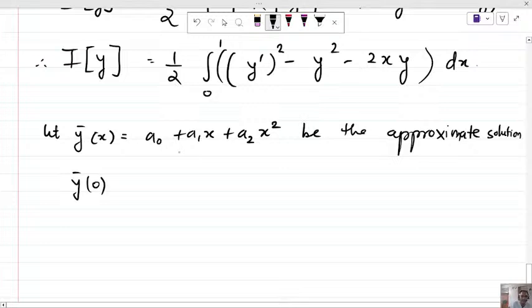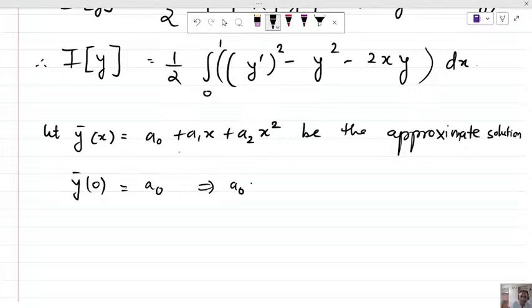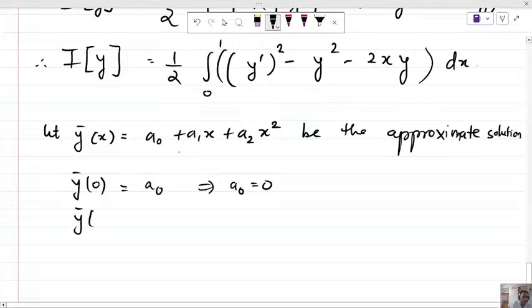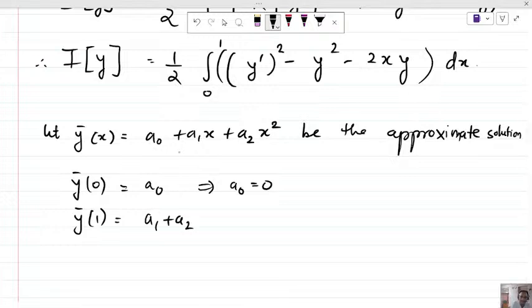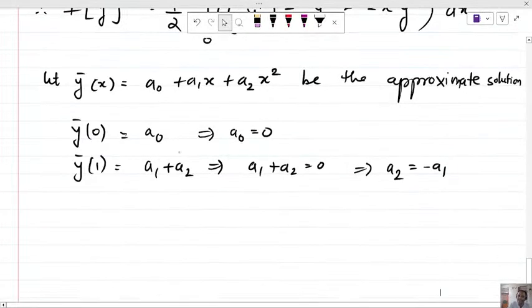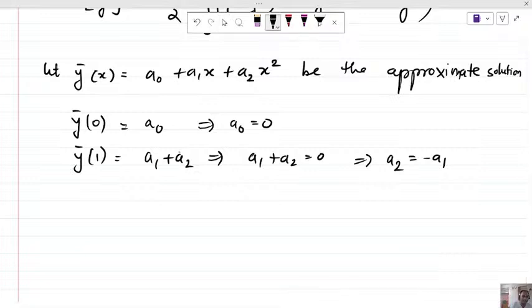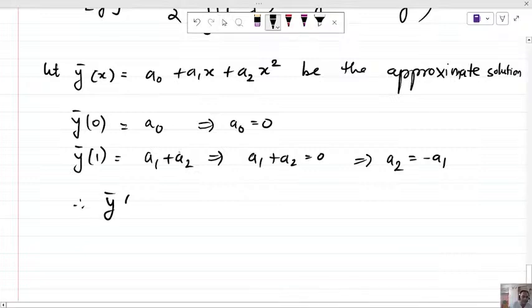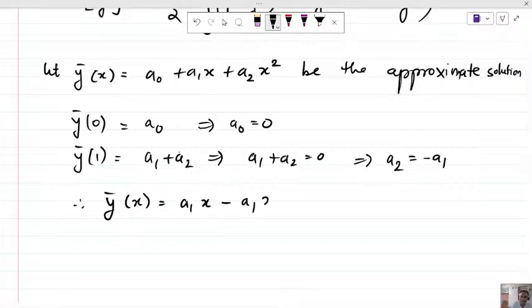y bar of 0 is a naught, and here a naught equals 0 because y bar of 0 is 0. And then when we take y bar of 1, that gives us a1 plus a2, and a1 plus a2 is 0. It implies that a2 is minus a1. Whatever the same things come again, so not a big problem. Therefore y bar of x has got converted to a1 x minus a1 x square.